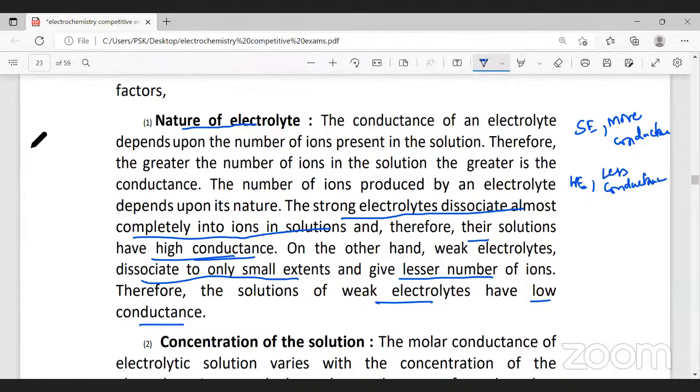Now, if I take 1 molar HCl and if I take 1 molar acetic acid and measure conductance, which will give more conductance? HCl or acetic acid?